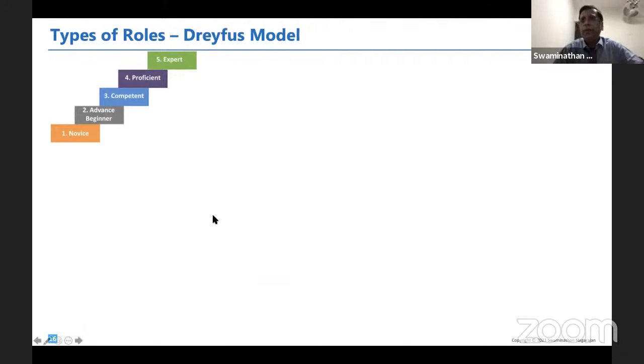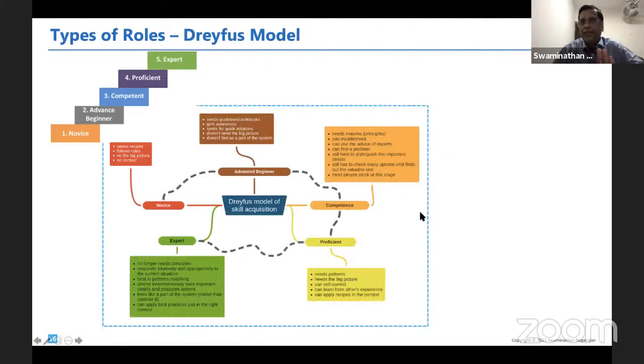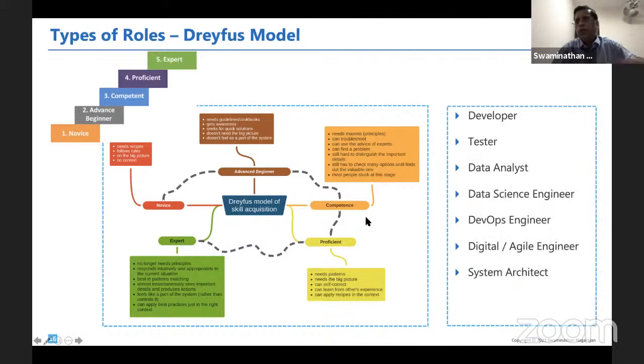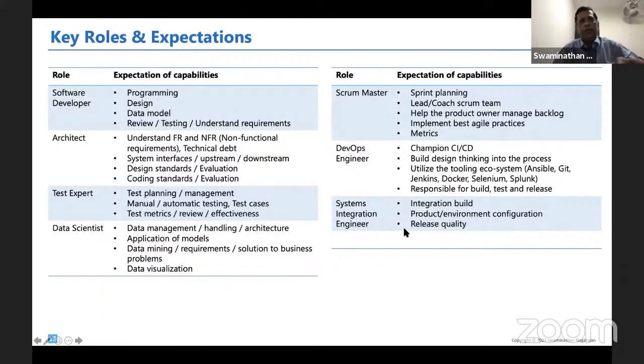Organizations are not respecting your experience. They expect your competency. And behind every role, there is a definition of what you can do. I will not go through this because you can really Google it. But this is very important for you to understand so that your mindset also changes, right? So take any role, for example, a developer. What is the key expectation of capability? Programming, design, data model, requirements. These are all skills you are expected to have as a developer. You should know this. This is what I call a core expectation.